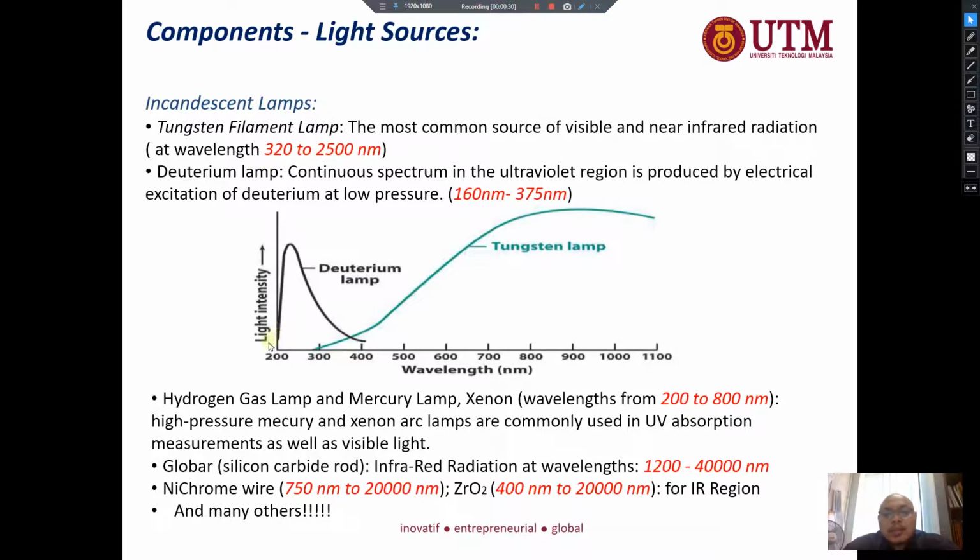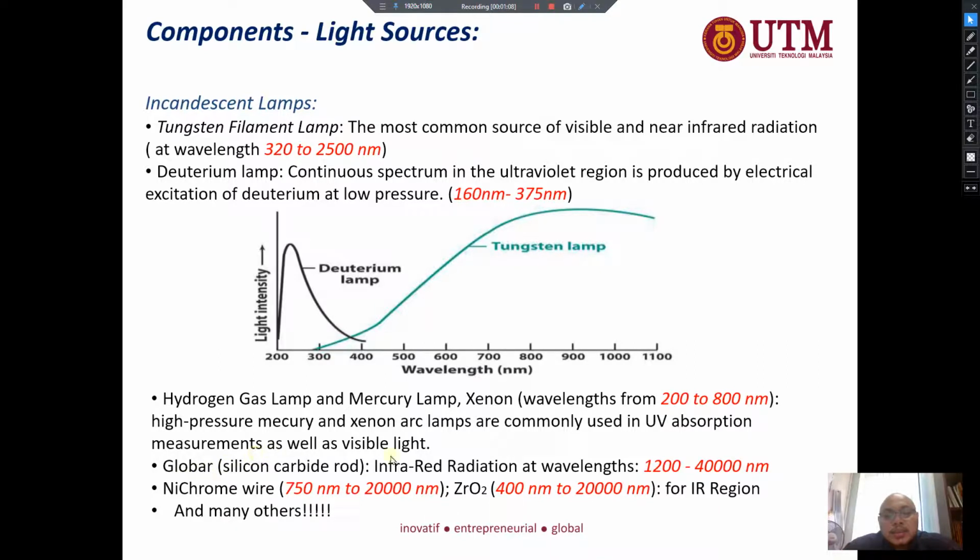If we can see over here, to analyze UV from 200 until 700, we need both deuterium and tungsten. So the UV range 200 until 400 can be covered by deuterium, and the other range can be covered by using tungsten lamp. Hydrogen gas lamp and mercury lamp can cover from 200 until 800.